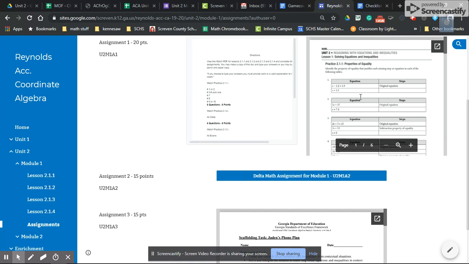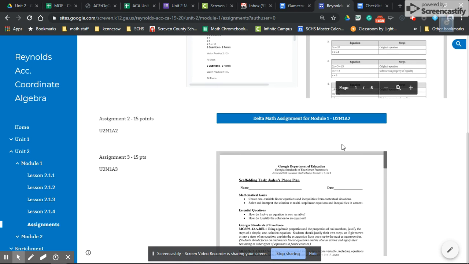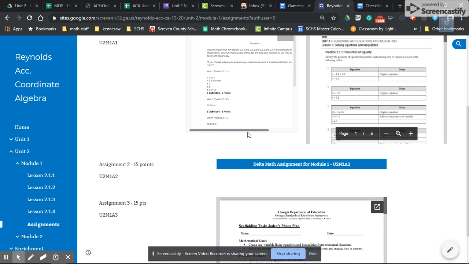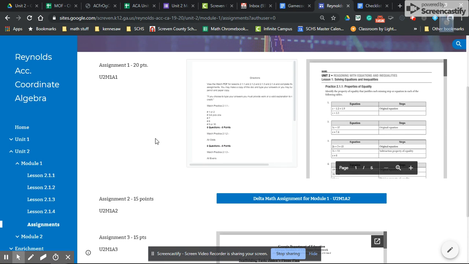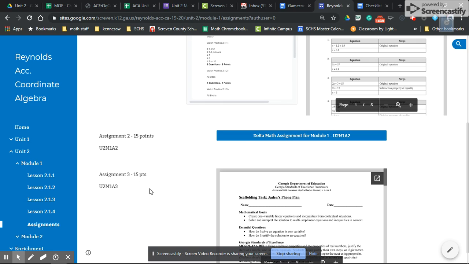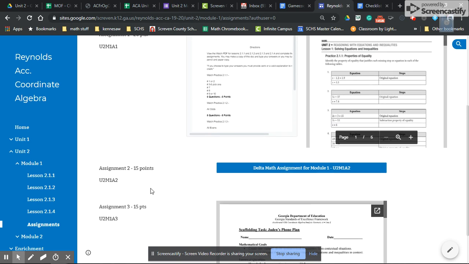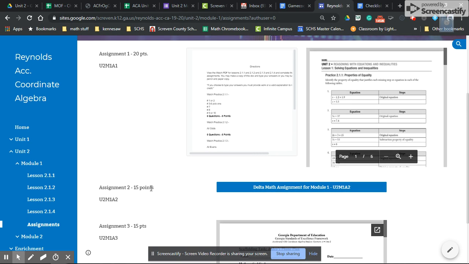These were PDFs. You can print them off. I printed them off for any kid that asked. This is also a PDF. This is Delta Math. They have to log in. It's this website they have to work on. I'm sure they've shown it to you at this point. Those 3 assignments, and here's their point totals, 20 points, 15 points, and 15 points. Those add up to a total grade in the grade book of 100 points for this particular unit.